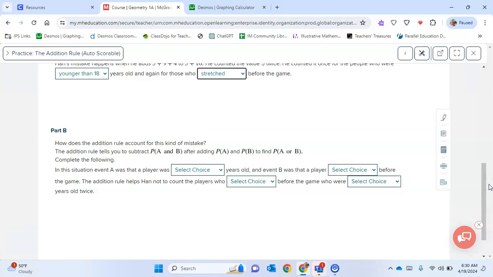How does the addition rule account for this kind of mistake? The addition rule tells you to subtract probability of A and B after adding probability of A and B to find probability of A or B. Complete the following. In this situation, event A was player was less than 18 years old. And event B was player stretched before the game. The addition rule helps Han not to count players who stretched and were younger than 18 years old twice.